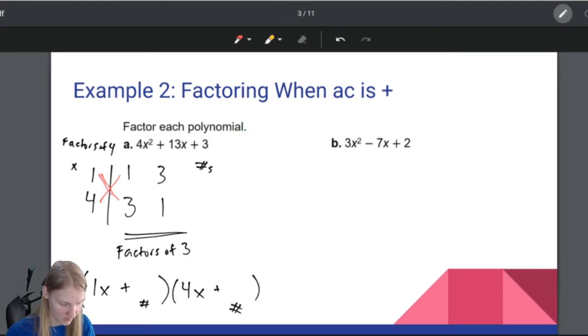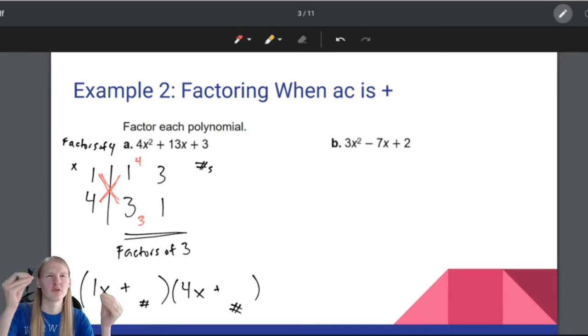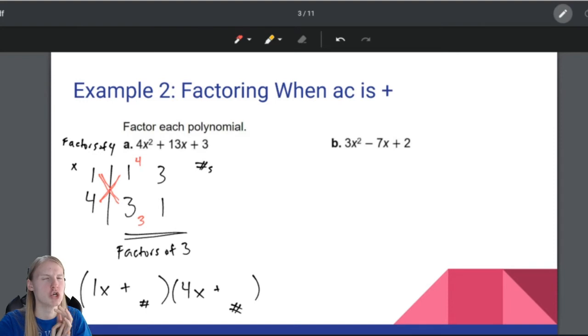1 times 3 is 3. And 4 times 1 is 4. Is there any way that I can add 4 and 3 together to make 13? No. No, there is not. So these don't work. Those don't work.